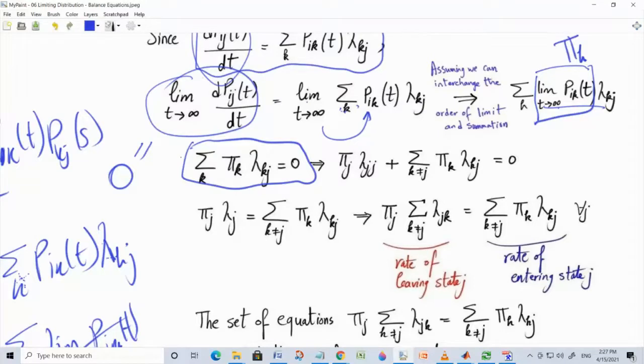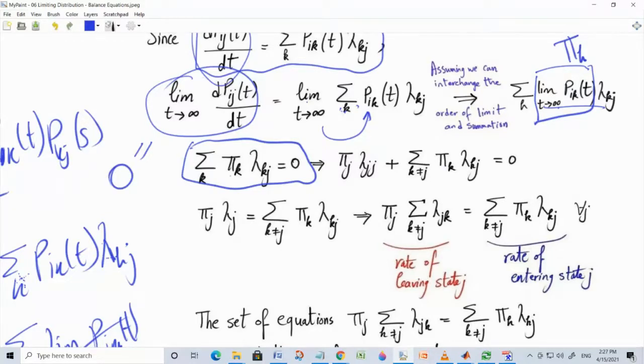The fact is they do not exist for every continuous time Markov chain. As in the discrete time case, you need irreducibility: every state must be reachable from every other state. You also need the states to be positive recurrent, and so on.